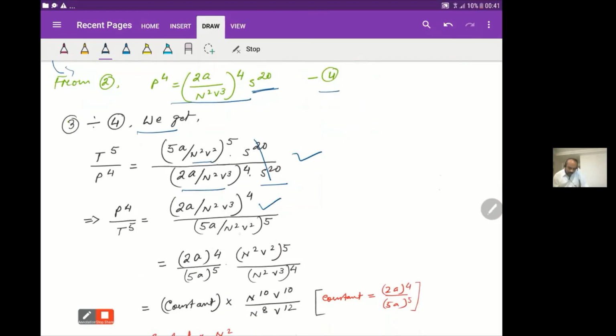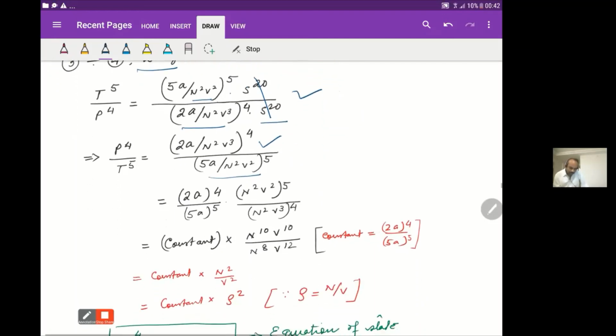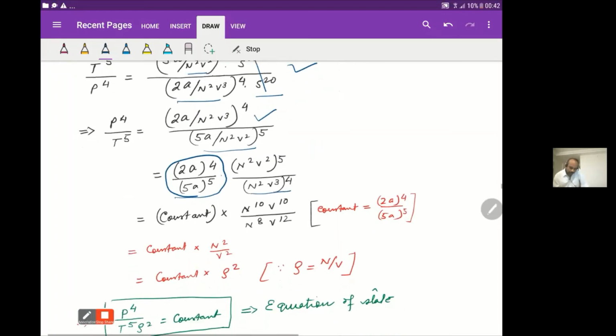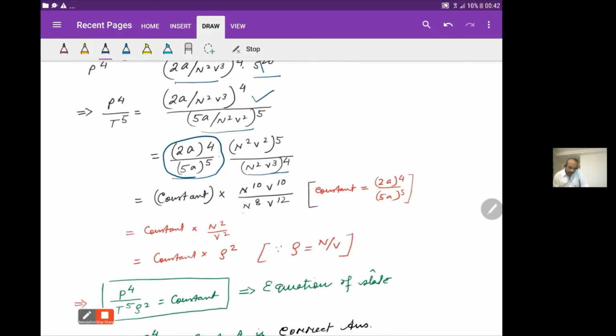by (5A divided by N square V square) to the power 5, because now we are taking the ratio P to the power 4 by T to the power 5, just rearranging. That gives us 2A to the power 4 by 5A to the power 5, this is our constant term, times (N square V square) to the power 5 divided by (N square V cube) to the power 4. That gives us N to the power 10 times V to the power 10 divided by N to the power 8 times V to the power 12.